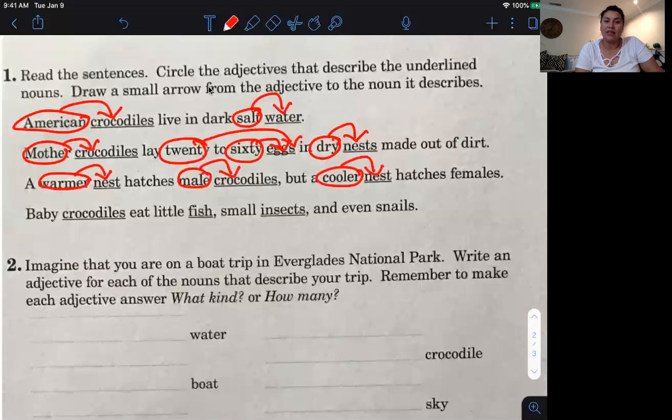Baby crocodiles eat little fish, small insects, and even snails. So what kind of crocodiles do this? We're talking about the baby crocodiles. Draw your arrow to describe the crocodile. We're talking about baby ones. What kind of fish are we describing? Little fish. And what kind of insects? The small kind. Good job.